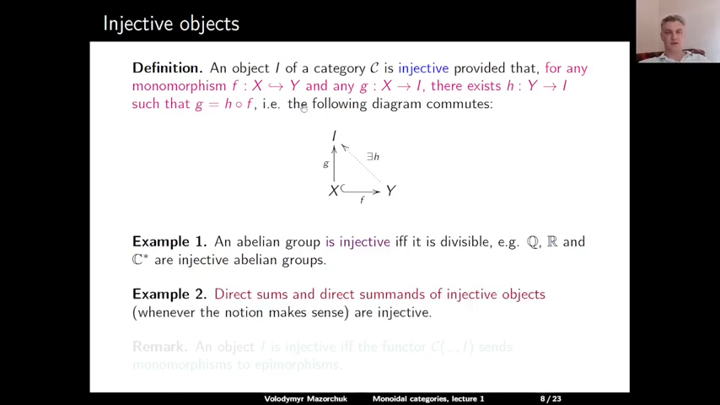Second example: directly from the definition, the requirement in the definition of an injective object is obviously an additive requirement. So direct sums and direct summands of injective objects are injective. And dually to the notion of a projective object, here is a characterization of injective objects. An object I is injective if and only if the functor of homming to this object sends monomorphisms to epimorphisms. So here this functor is contravariant. So we start from a monomorphism, we end up with an epimorphism.